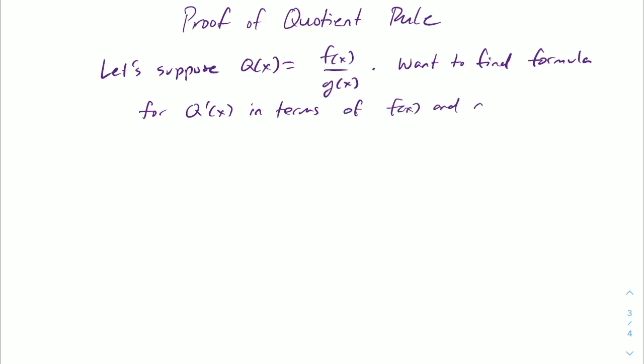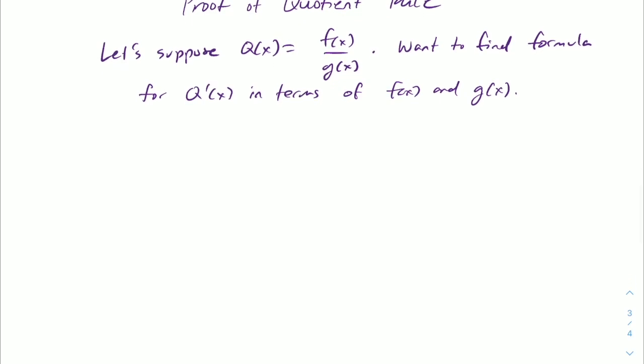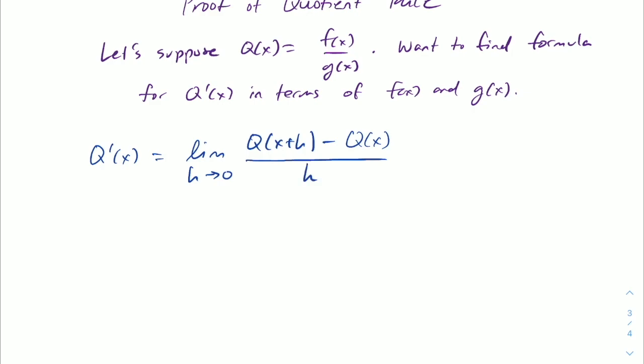That's the goal. We know what the formula is, but we want to find it from first principles and thus prove that formula. All right, so let's just write out the definition of the derivative and apply it to this q of x. So the definition of the derivative is it's x plus h put into the function, x put into the function, and then the difference of those two quantities divided by h, and then we take the limit of that as h goes to 0. We know q is f over g, so let's put that in. So this is going to be f of x plus h over g of x plus h minus f of x over g of x all over h.